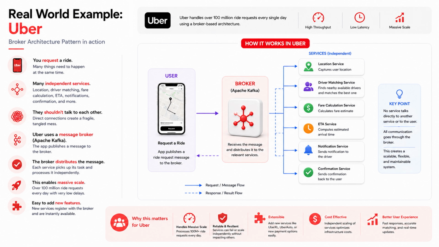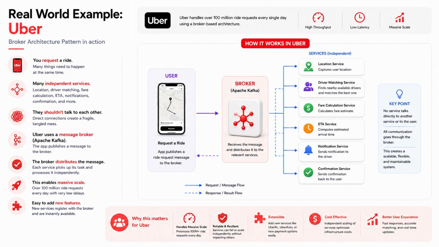In fact, Uber processes over 100 million ride requests every single day through this kind of broker system, all with very low processing delays. That scale would simply be impossible without the broker architecture pattern. The broker is what allows Uber to add new features like a new type of service or a new payment option without rebuilding the whole system from scratch.